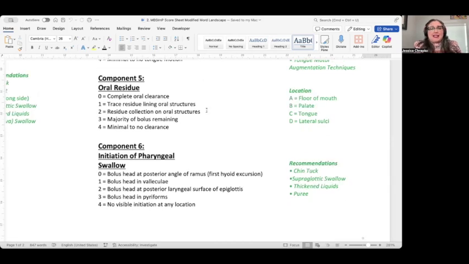Component 6 is the initiation of the pharyngeal swallow. So now we're getting to the throat aspect. We've got 3 constrictor muscles up here, the top, middle, and lower, and they squeeze in a sequential way to help get the bolus down. We want to make sure that the initiation of the pharyngeal swallow matches the timing with which the bolus is ready to start going down. If the food or liquid starts going down before we initiate that pharyngeal swallow, it means it could get down into our lungs and cause pneumonia.